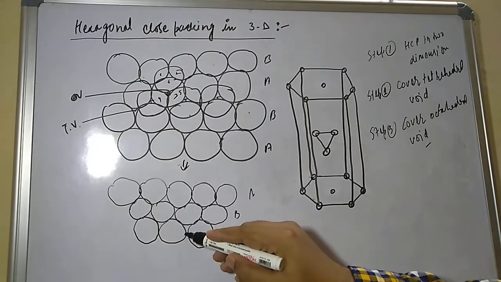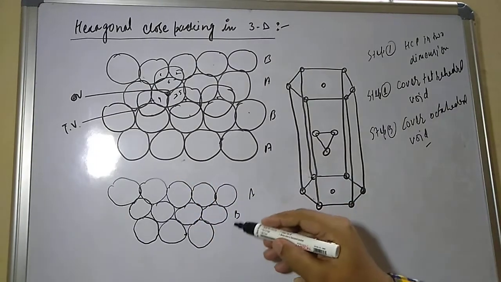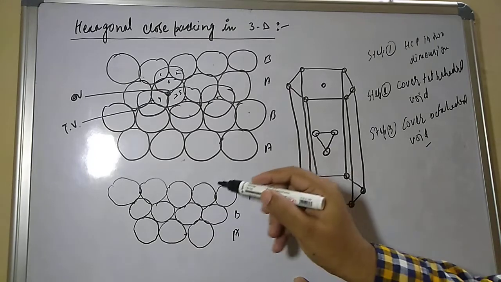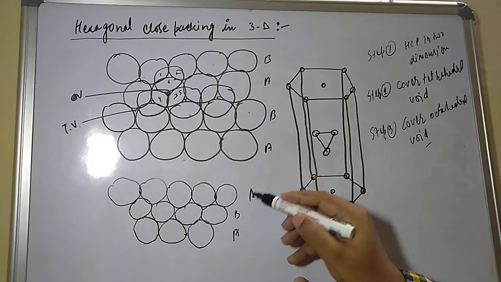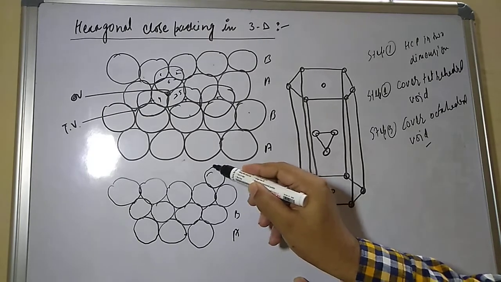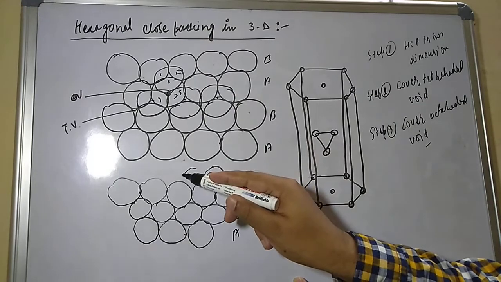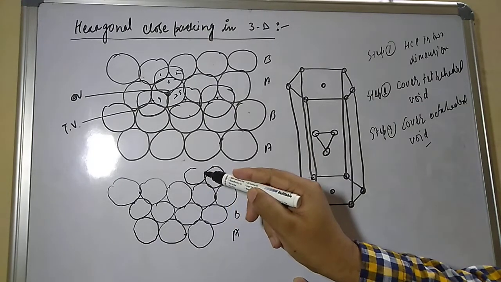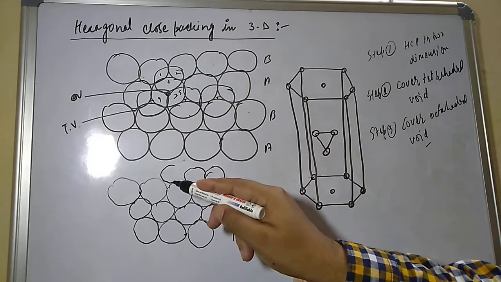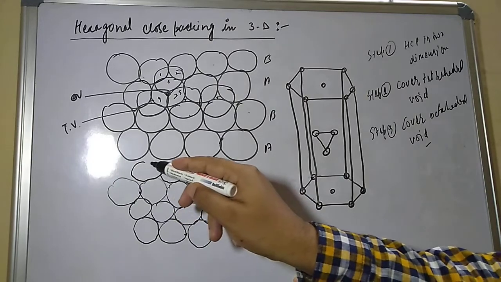Now if you are doing one more layer, this is the AB and this is similar to A, and again one more layer if you go. In the depression, we always have to keep in mind that whenever we put the atoms, we have to keep them in the depression to get the HCP. So here it is also in the depression of this, and here also you can put in the depression.